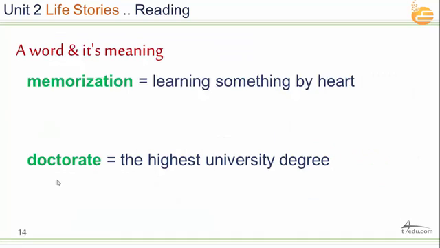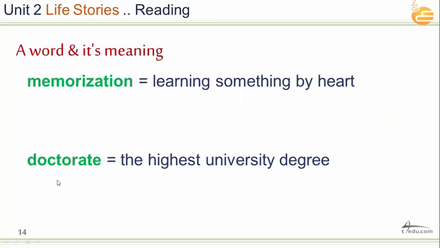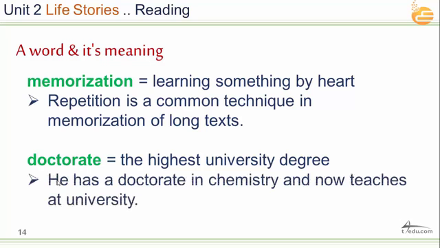Okay, what's the meaning of this word, memorization, here in the text? And we have another word, doctorate. Memorization, learning something by heart. For example, repetition is a common technique in memorization of long text. Okay, doctorate means the highest university degree. For example, he has a doctorate in chemistry and now teaches at university. That's great. Thank you so much.